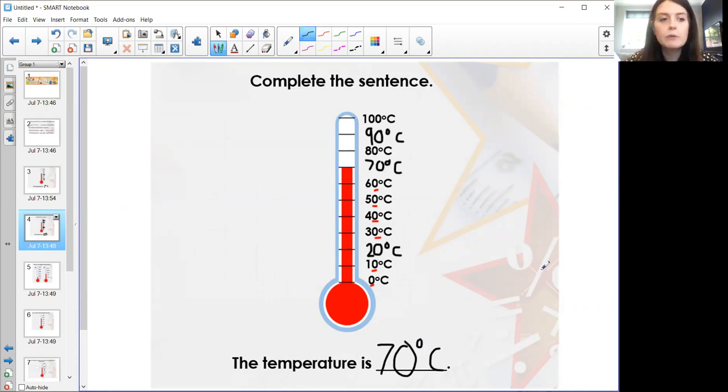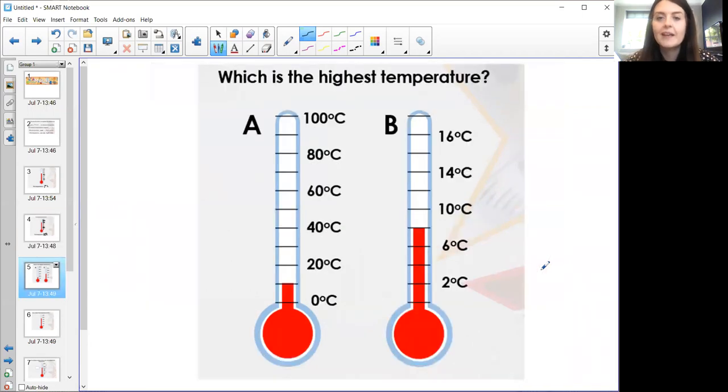Okay, so that's how you approach that kind of question where you've just got a thermometer, you've got some missing numbers, and it's asking you to work out what the temperature is. The next type of question that you're going to have today on your maths learning is to find which is the highest temperature. So we're looking at these two thermometers, A and B, and we've got to decide which one is showing the highest temperature.